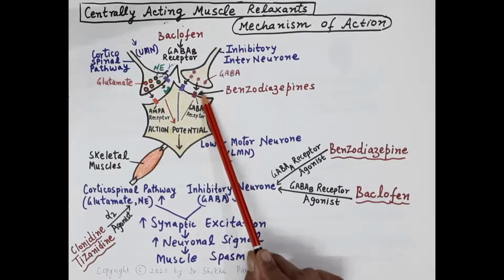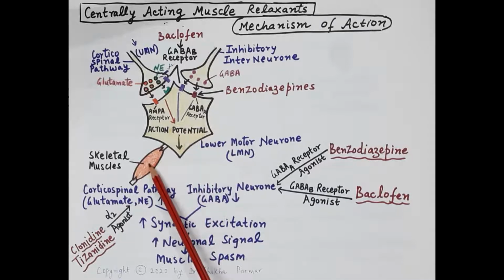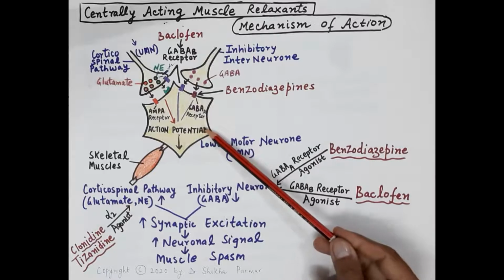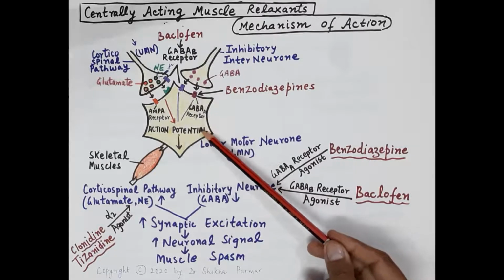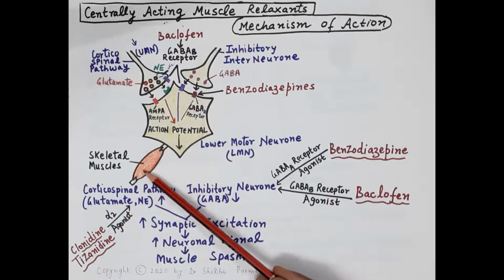It is gamma aminobutyric acid, and the release of GABA at this synaptic cleft inhibits the lower motor neuron. The generation of the neuronal signal in the lower motor neuron that causes contraction of skeletal muscle is dependent upon the balance between synaptic excitation and synaptic inhibition. If there is more synaptic excitation, there is more neuronal signal to the skeletal muscle, which causes muscle spasm. Whereas if there is a fall in the synaptic excitation of the lower motor neuron, a reduced neuronal signal will be sent to the skeletal muscles, and that will cause relaxation of the skeletal muscle.